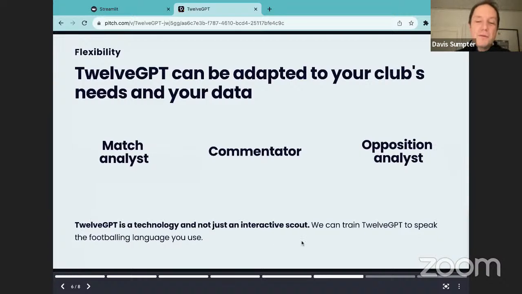And one thing that's really nice is you can actually train 12GPT to speak the football language that you use. So if you talk to it, it will start to learn the language that you use. And that's a big part of how we work. We tune the language to the application. For example, when you're doing a match report for a team, you don't want to have language which says that they were rubbish at the end of the day. You want to have kind of neutral language which describes what happened on the pitch.